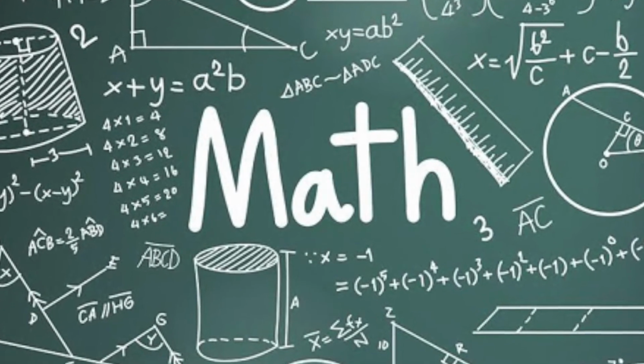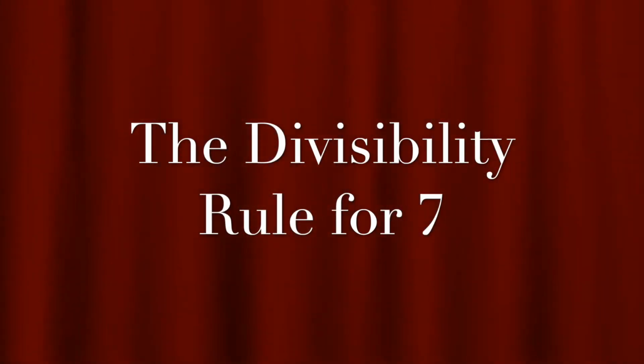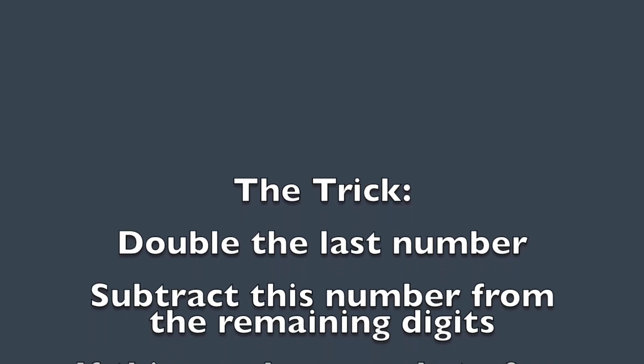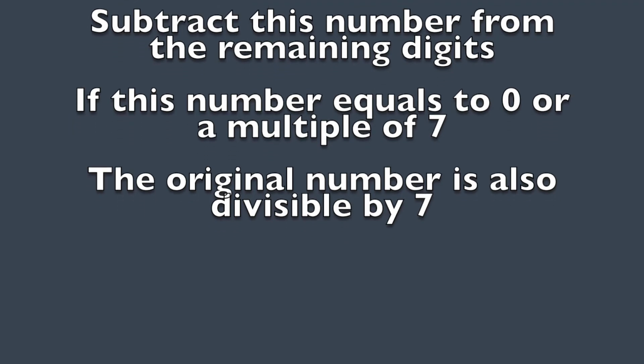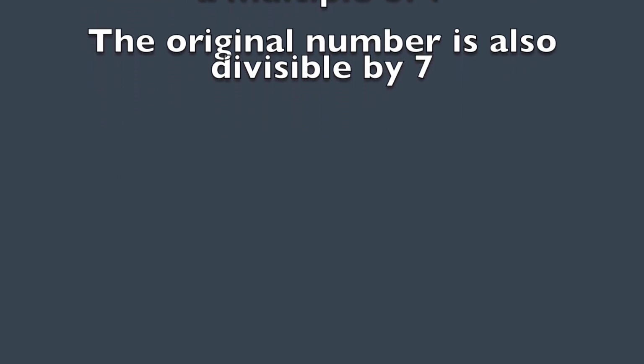Today, I'll be showing the divisibility rule for 7. The trick. Double the last number. Subtract the number from the remaining digits. If the number equals 0 or a multiple of 7, the original number is also divisible by 7.